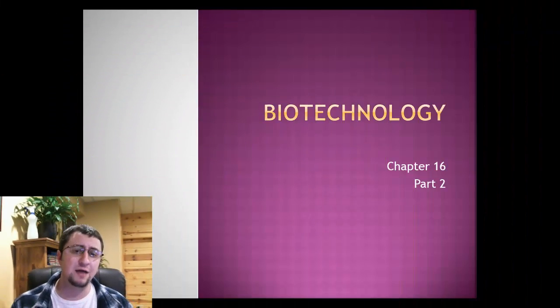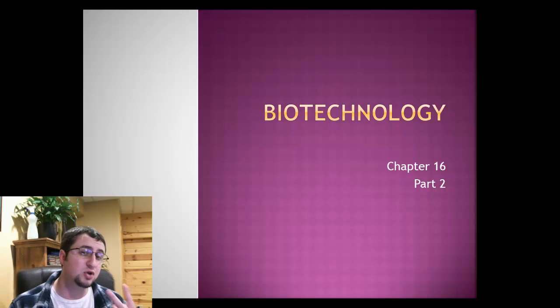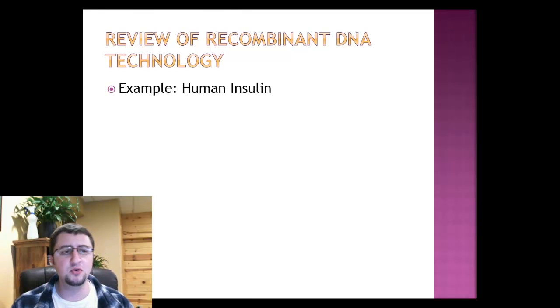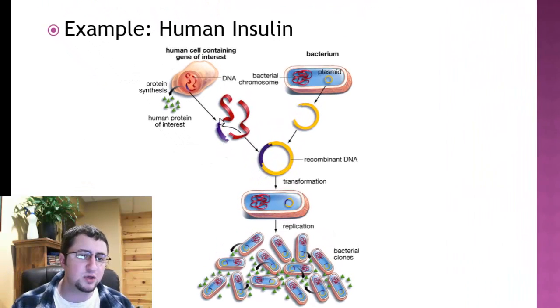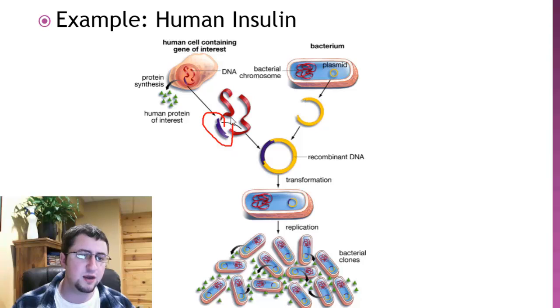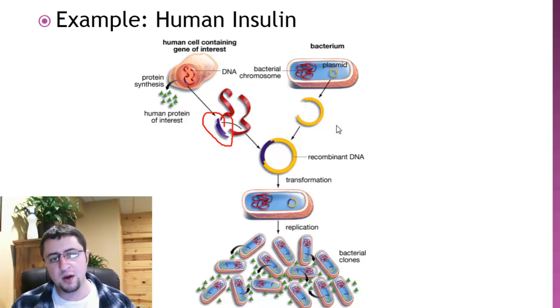Anyway, our focus today is going to be on biotechnology. We're going to be focusing on Chapter 16, Part 2. I want to take a second to review a little bit recombinant DNA, what we've been focusing on the past couple of weeks. A good example of that was human insulin, where if you recall, we have the human insulin gene, which is here in purple, and we go ahead and we insert that into a plasmid of a bacteria.